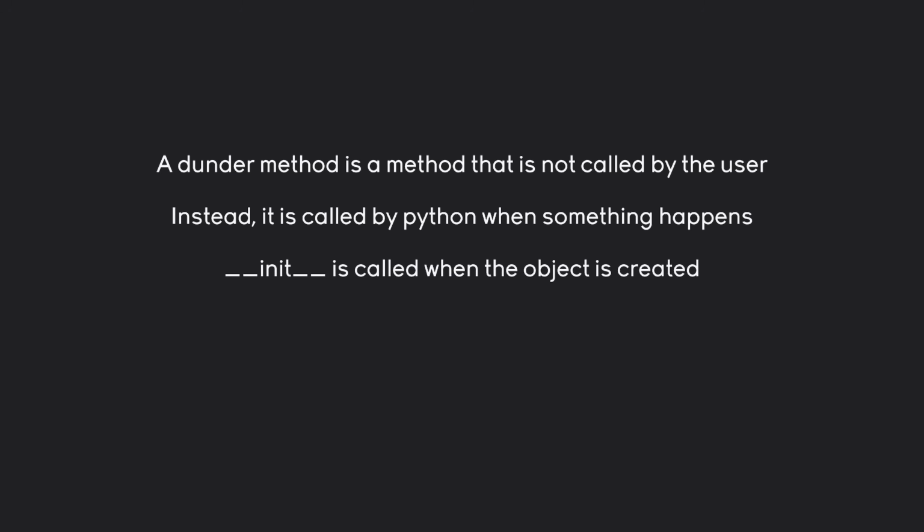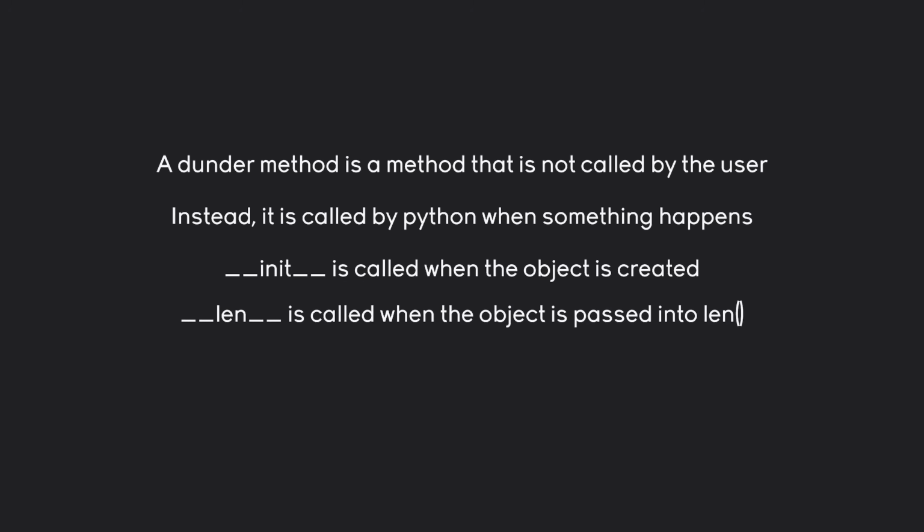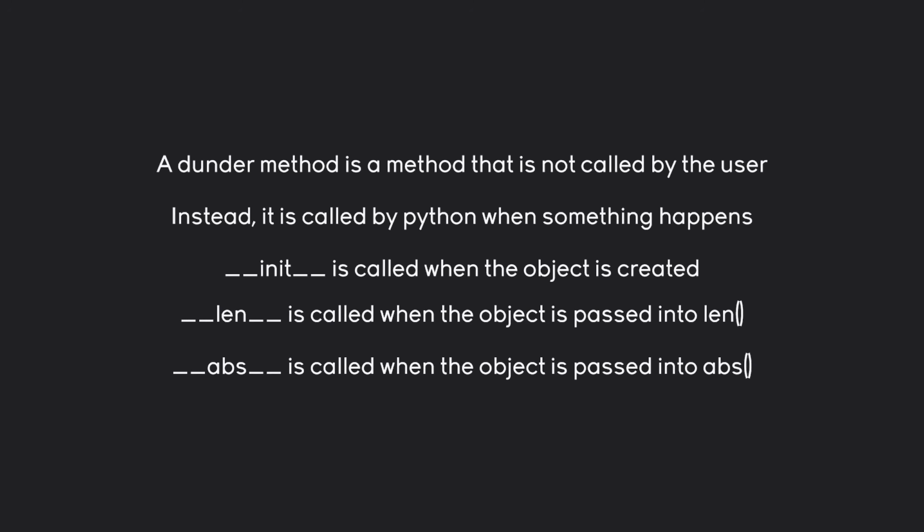For example, there is the Dunder init method, and this one is called when the object is being created. Another example is the len method, and this one is called when the object is passed into the len function. And besides that, we also have Dunder abs. And this one is called when we are passing the object into the abs function. And that is really the entire idea. It honestly isn't that complicated. The most important Dunder method you have to understand is Dunder init. This one you are going to be calling all the time. But let's actually do all of this in code. That should make the most sense.